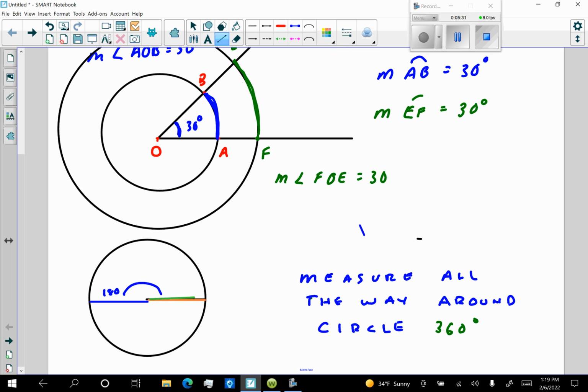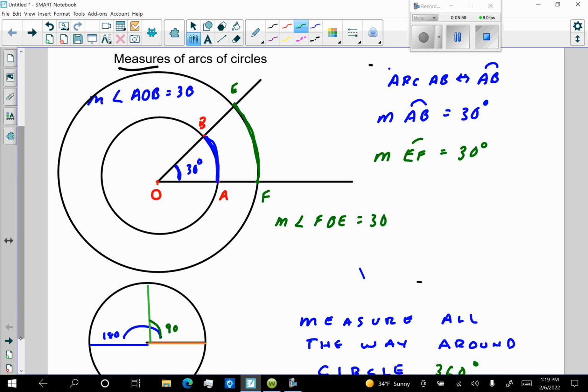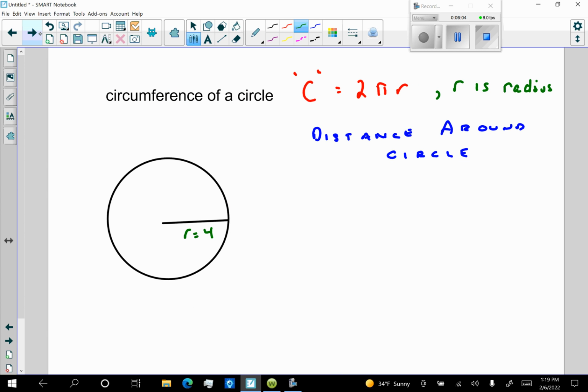Let's just do another one right here. Bam. And the measure of that arc right there is going to be 90 degrees. And we've talked about the measure of arcs before as well. Again, the objective of this video is to find out lengths of arcs, arc lengths of circles. So we've had a little brief review on measures of arcs. So let's go to the next slide and see what's up for the next slide.